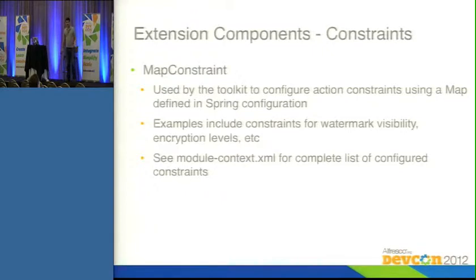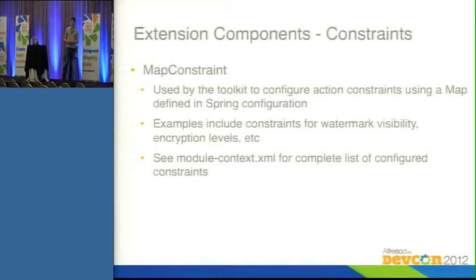We've also added a new constraint type. It's called a map constraint, and this allows us to configure constraints on our custom actions using a map defined in Spring. So, for example, when we look at a PDF watermark, we want to know where it's going to be applied. Is it going to be applied above the content of the PDF or below? We implemented that as a map constraint.